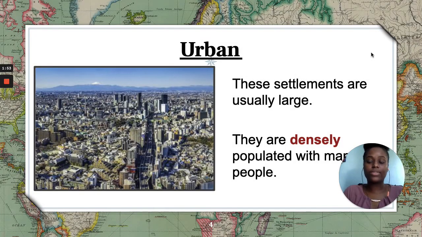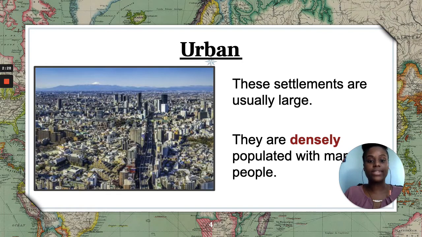The other type of settlement type is urban. So the first type that we discussed was rural. And the second that we're discussing is urban, okay? And these settlements are usually large. So when we think about urban, we're thinking about the city where all of that hustle and bustle happens. You're seeing businesses, food stores, restaurants, attractions, tourist attractions, attractions for locals, jobs, skyscrapers, if any, and things like that in this urban settlement, okay?